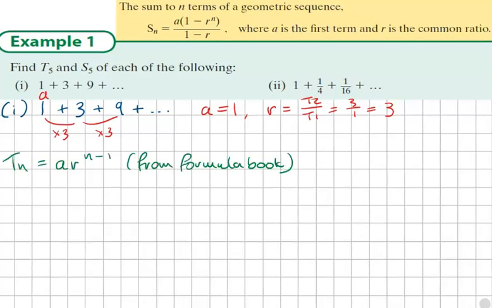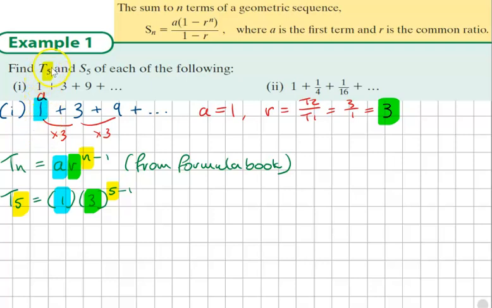Then I take my formula for Tn from the formula book, because remember, I'm interested in finding T5 first of all. So Tn is equal to a times r to the power of n minus 1. So this is specifically for a geometric sequence. Don't mix it up with the formula for the arithmetic sequence. So for a geometric sequence, this is the formula. It's from the formula book.